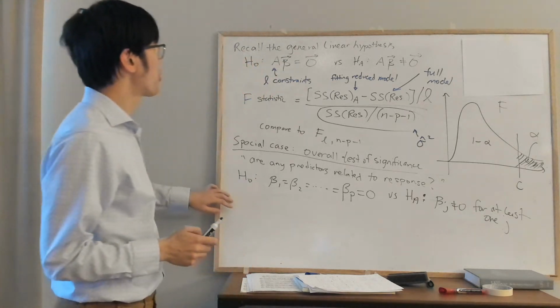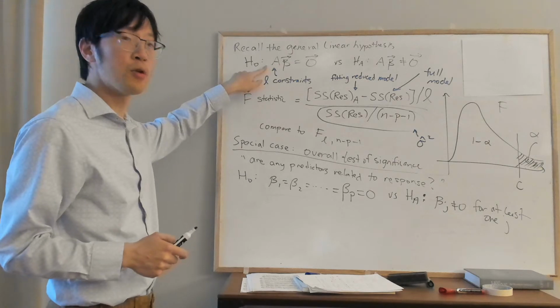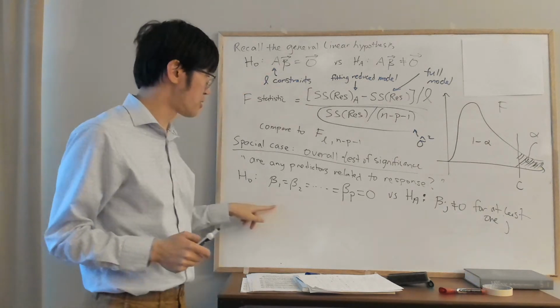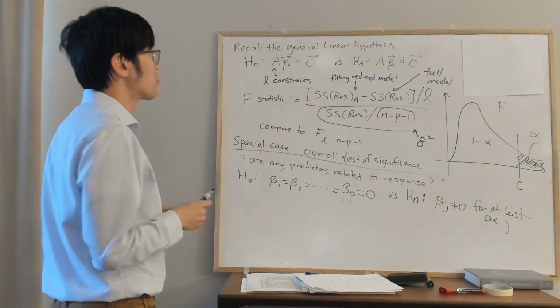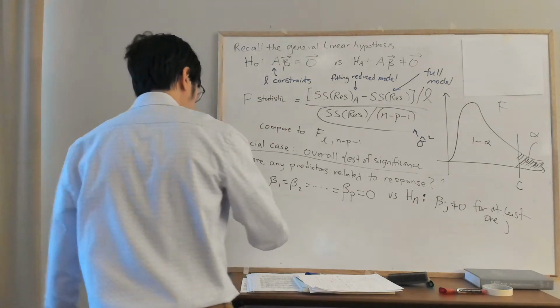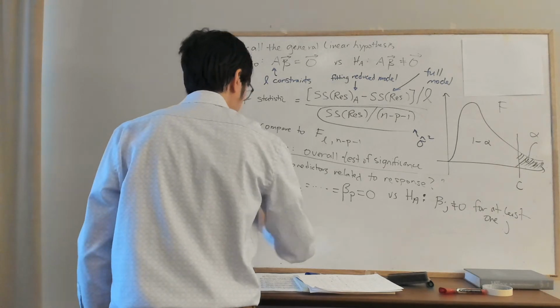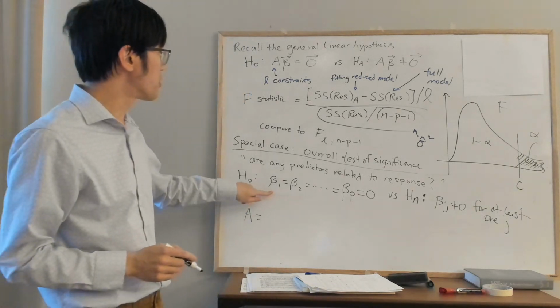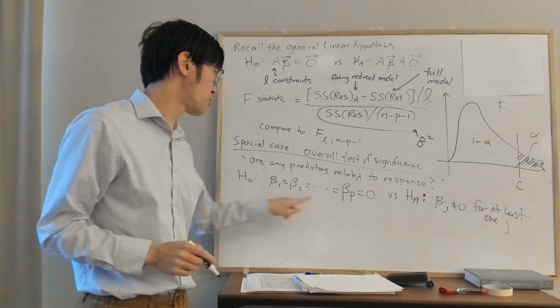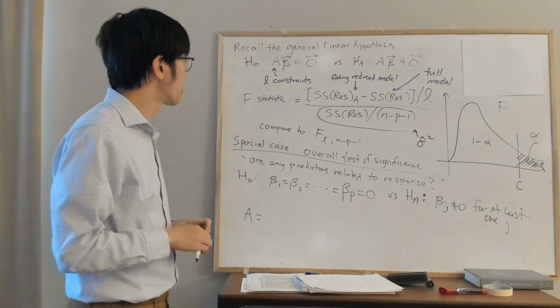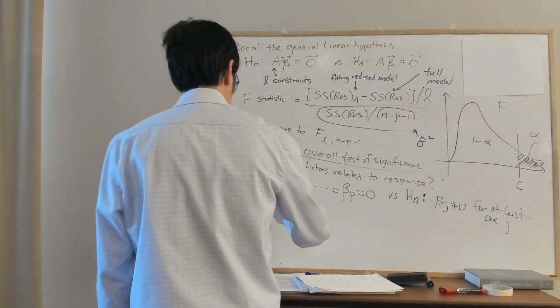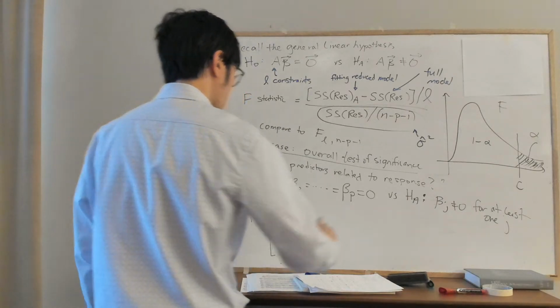So what's the corresponding matrix A in general that can capture this hypothesis? We can indeed write it in this general F-testing framework using the matrix as follows. How many constraints are there? We're setting beta 1 equals 0, beta 2 equals 0, up to beta p equals 0. So there are p constraints in this hypothesis.